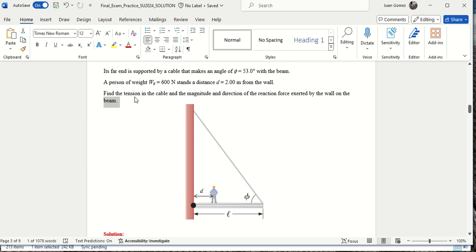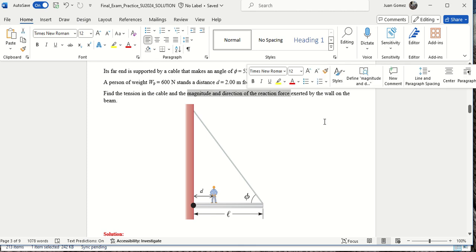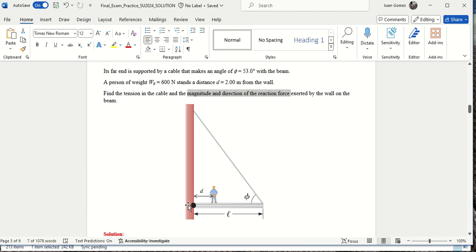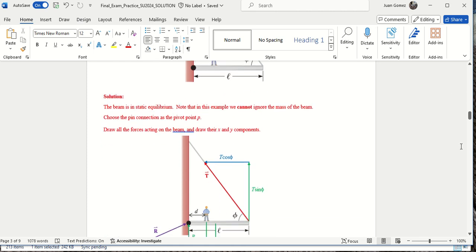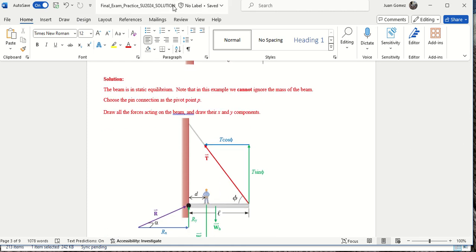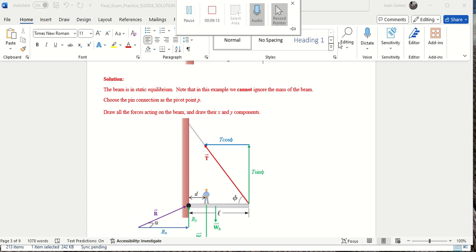And I want to find two things. I noticed on exam 4, some of you did not complete it. You didn't solve for the reaction force completely. You must have misread the instructions. But anyway, I want to find the tension in the cable T, and I want the magnitude and direction of the reaction force. That's the force that the wall exerts on the beam right at that pivot. Well, remember, the rubric never changes.